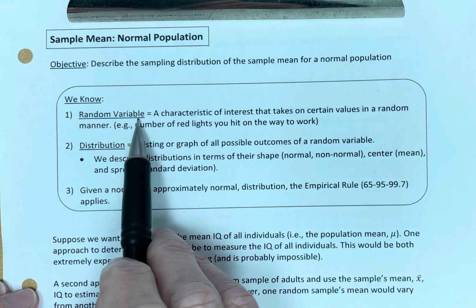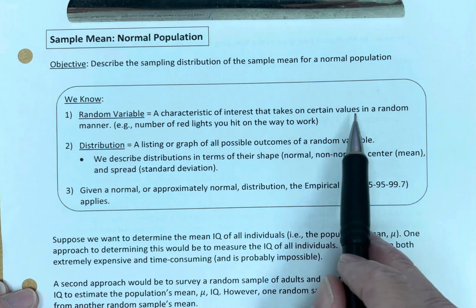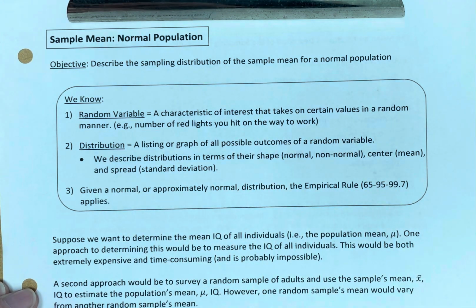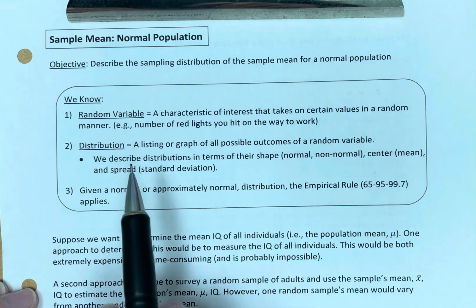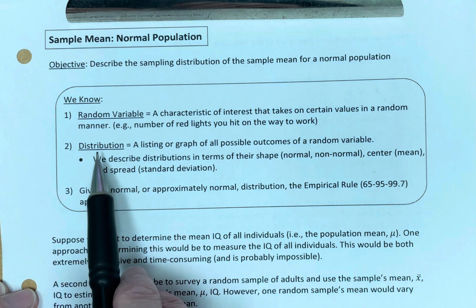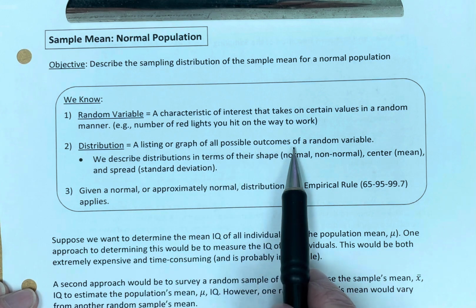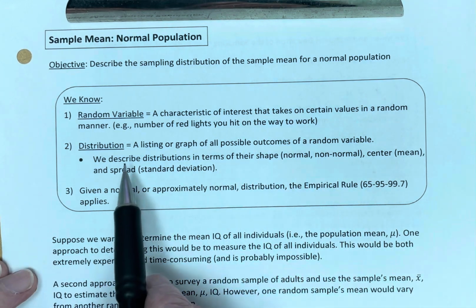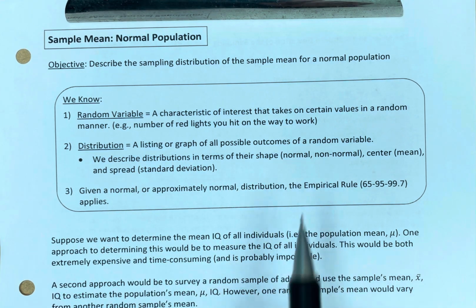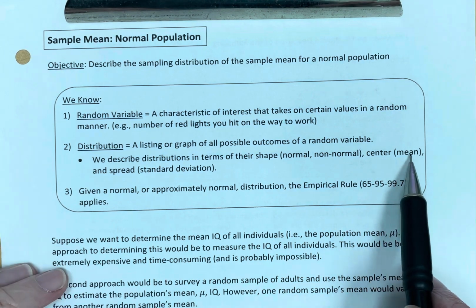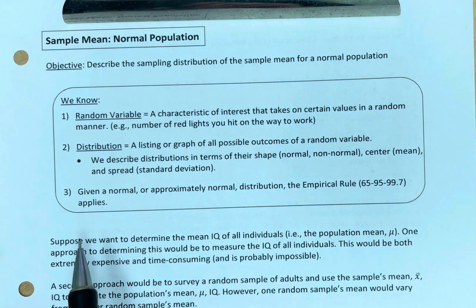We know what a random variable is. It is a characteristic of interest that takes on certain values in a random manner. For example, the number of red lights you hit on the way to work. We know what a distribution is. It is a listing or graph of all possible outcomes of a random variable. We describe distributions in terms of their shape, normal or not normal, their center, and we use the mean, and their spread, and we use the standard deviation.